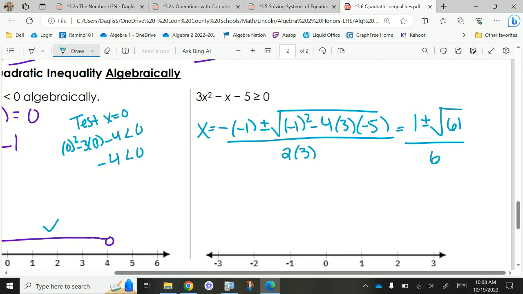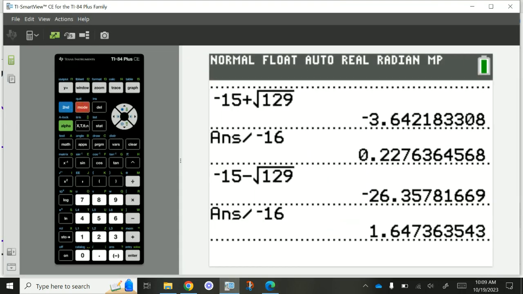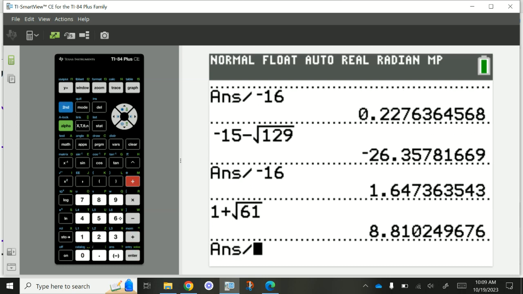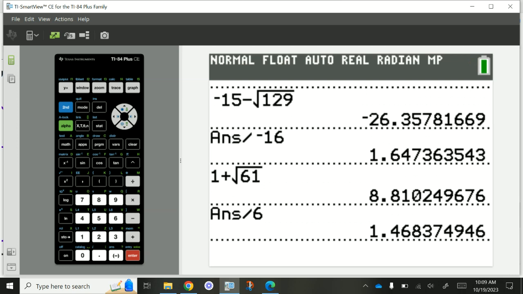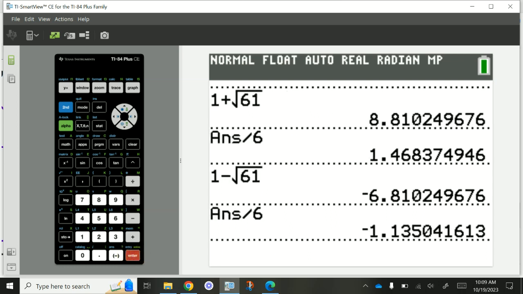Can I plot the 1 plus square root 61 over 6? No, let's make these decimals. Okay, calculators. They're nice. So let's figure out their decimal equivalent. 1 plus the square root of 61, and then I'm going to divide that by 6. And then 1 minus the square root of 61, and I'm going to divide that by 6. So I have about 1.5, and then about -1.14. Yes? You okay with that?